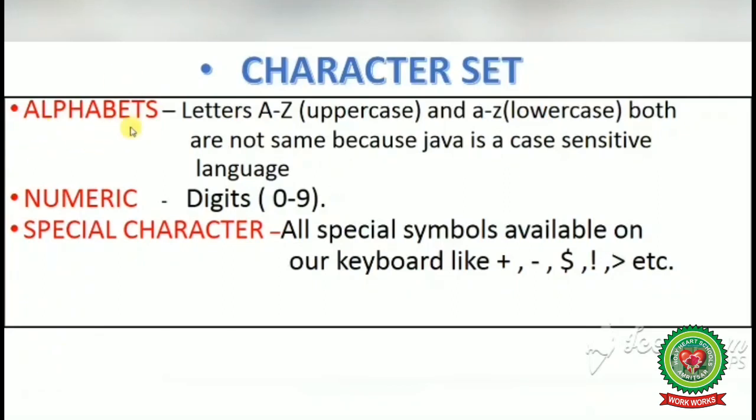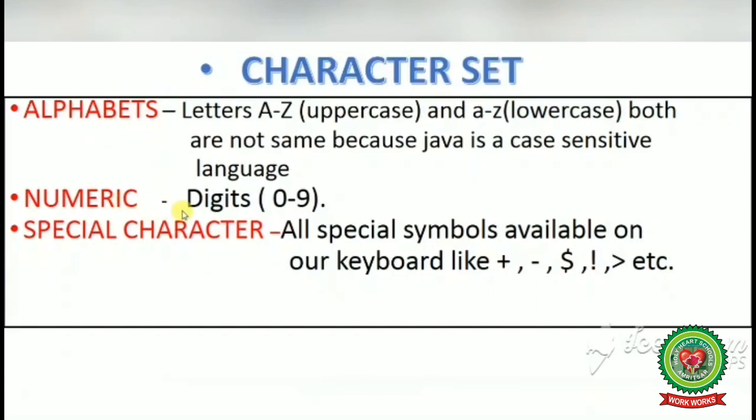Start with alphabets. Alphabets include the letters A to Z in uppercase, and a to z in lowercase. Both uppercase and lowercase letters are not the same because Java is a case sensitive language. This means that if you write a word in capitals and the same word in small case, both words have different meanings. Like in the Java programs we have done, some words are in small letters and some words are in capital letters. So both have different meanings in Java.